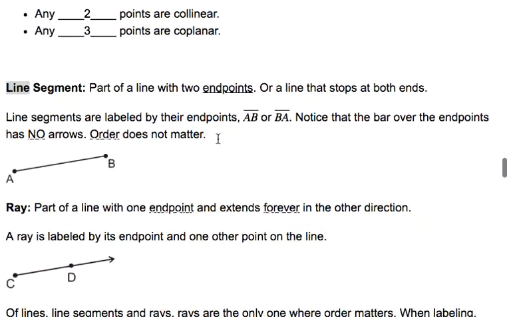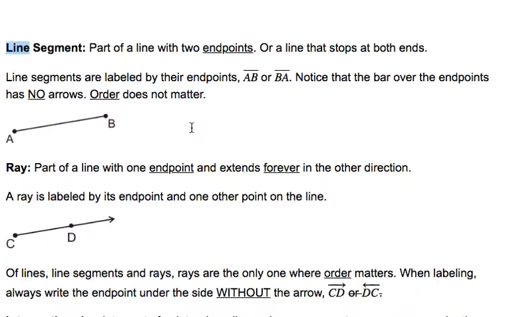We're going to start now talking about a couple other features that you're probably quite familiar with. A line segment is part of a line that has 2 endpoints. Sometimes people call it a line that stops at both ends. I think that's kind of a lame definition because lines don't stop. So really a segment is a piece of a line and it has 2 endpoints.